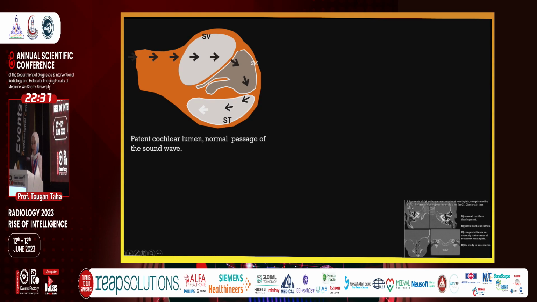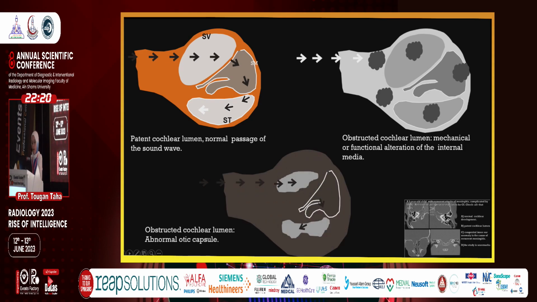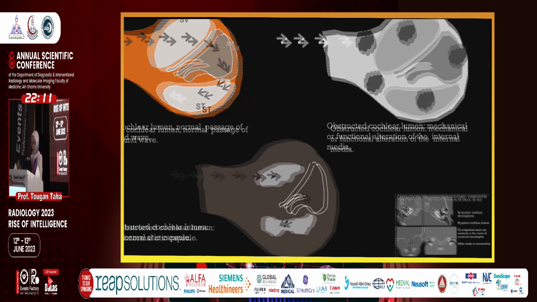Here are the open chambers of the cochlea transmitting the normal sound waves, and this is an obstructed cochlear lumen, where either mechanical obstruction or change of the internal media impedes the sound wave transmission, and this is an obstructed cochlear lumen from external compression by abnormal otic capsule.